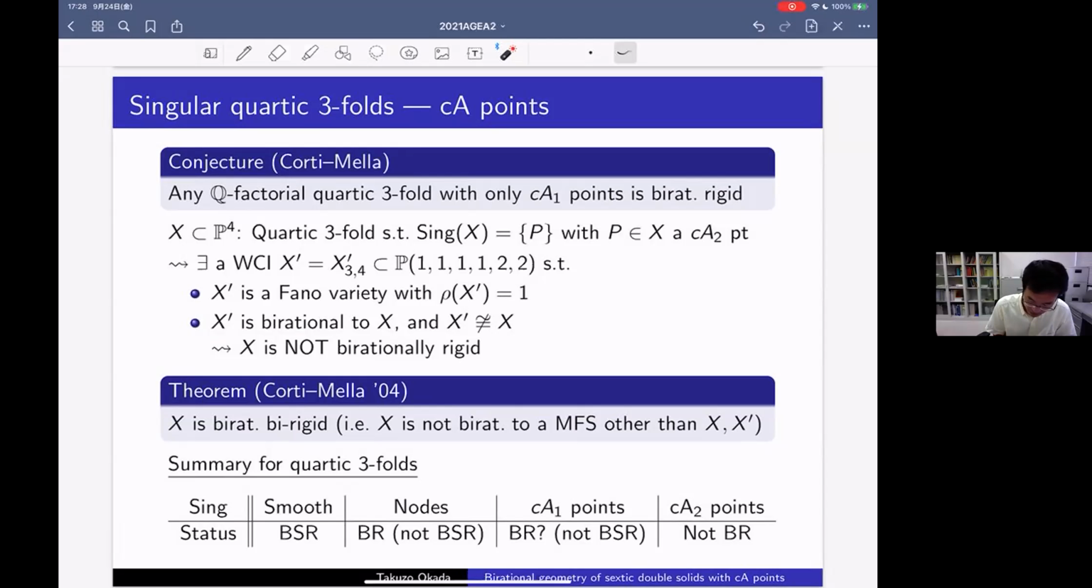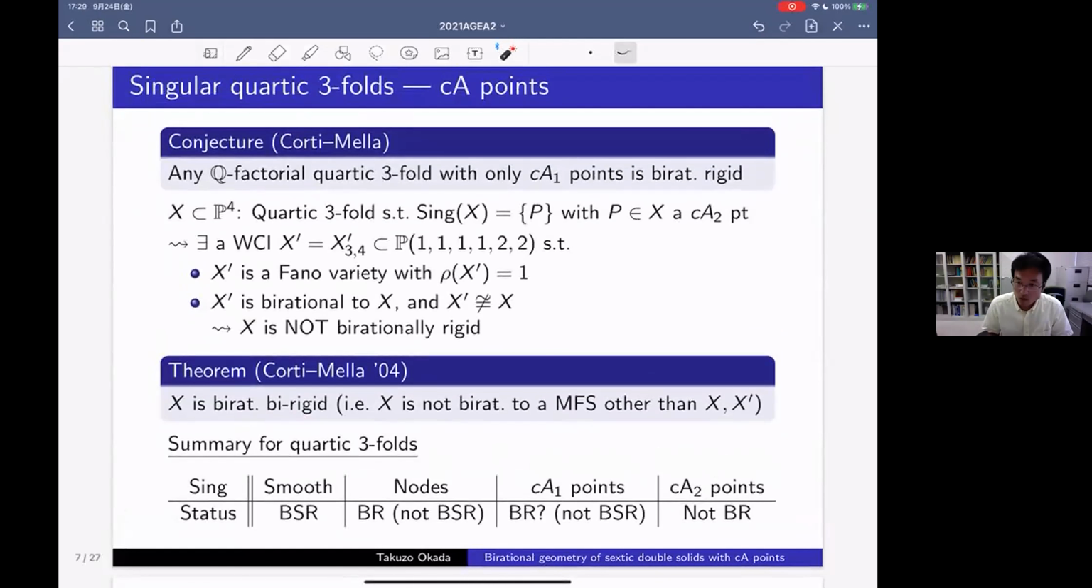So this immediately implies that X is not birationally rigid because it has another model. And Corti-Mella shows that there's no more Mori fiber space. So they prove that X is birationally birigid. This is not defined, but this means that X is not birational to a Mori fiber space other than these two Fano threefolds.